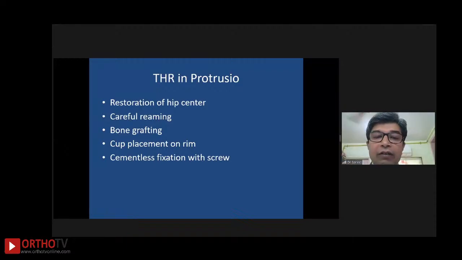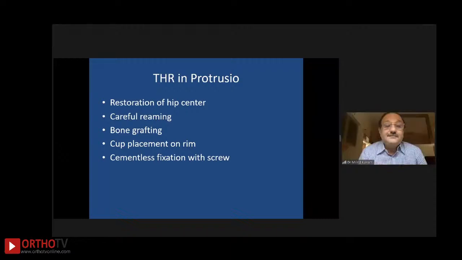And bone grafting whenever necessary, cup placement on the rim. Usually in case of pinnacle, in osteoporotic bone, we prefer to under-ream it by a millimeter or so, so that we can get good press fit on the rim. And of course, as you said, it is better to supplement it with screws so that we don't get failure. Yes. Yeah, 3 screws. True.